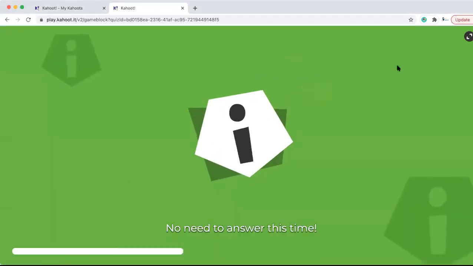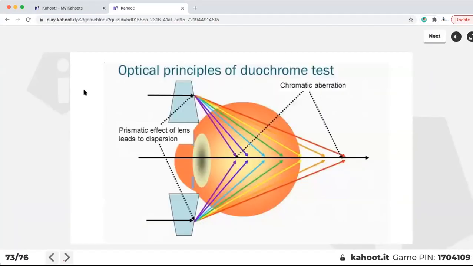So here we can see the optical principle of the duochrome test, based on chromatic dispersion. The blue and green colors have higher energy, so they are refracted more, in front of the retina, while the red color has a longer wavelength and less energy, so it is refracted behind the retina. That's why a myopic patient will see the red better, because the eye is large, so the red color will be in focus.